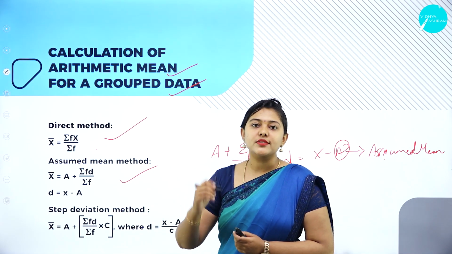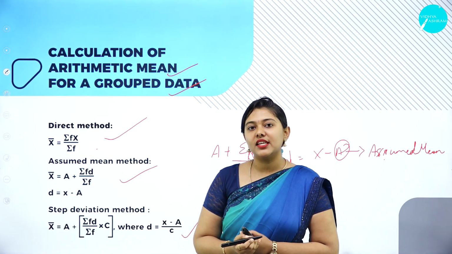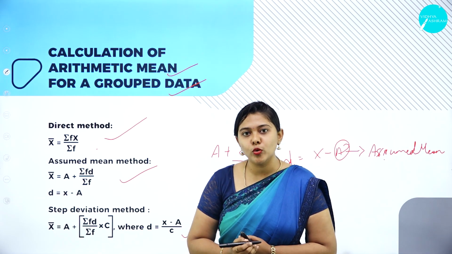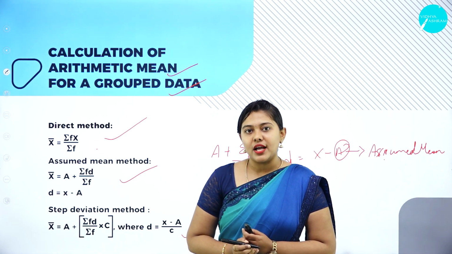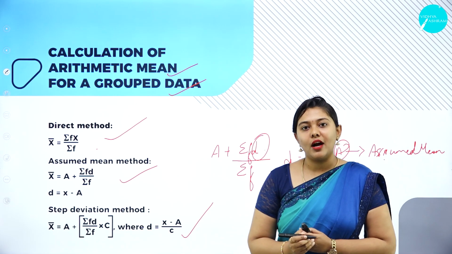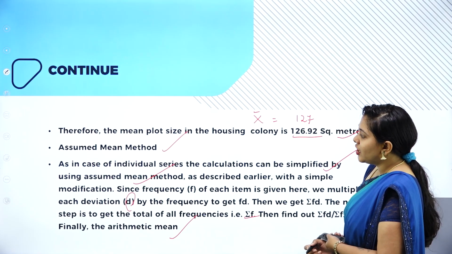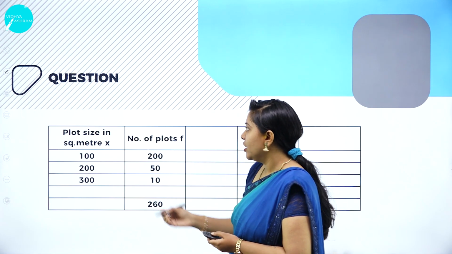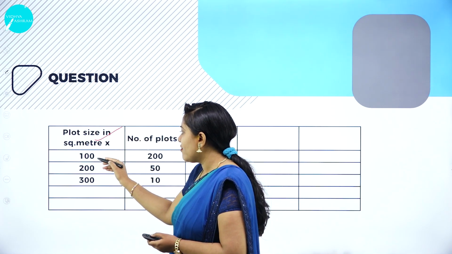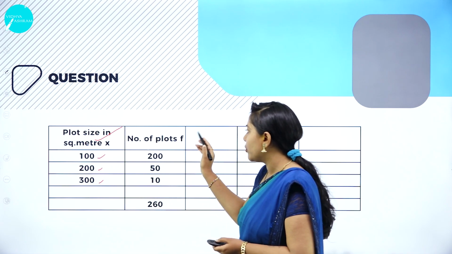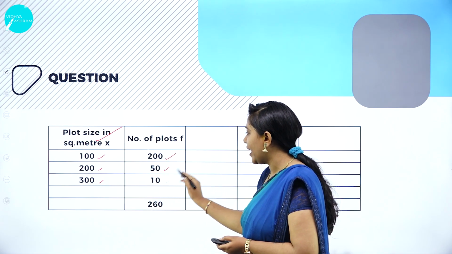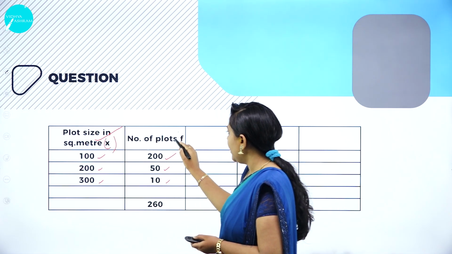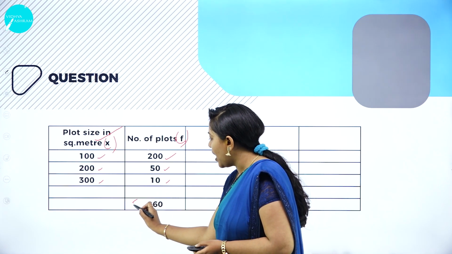Here also in the assumed mean method for discrete series, we are going to assume a number as an assumed mean, an arbitrary number. Moving forward, we have a question, the same question we will take. Plot sizes are 100, 200, 300. Number of plots is 250 and 10. So X and F. So this is sigma F.